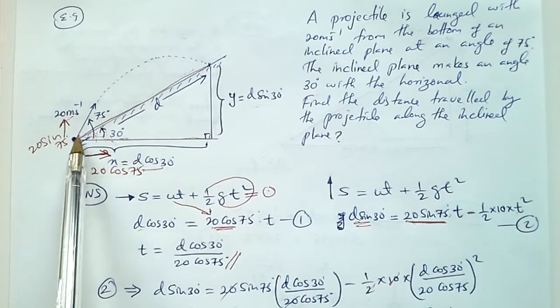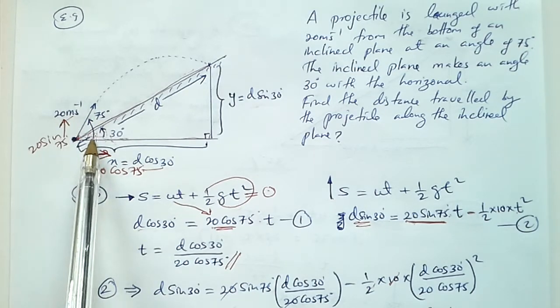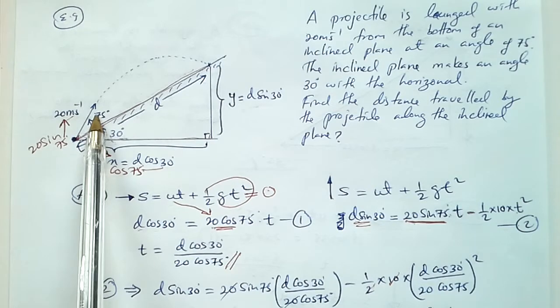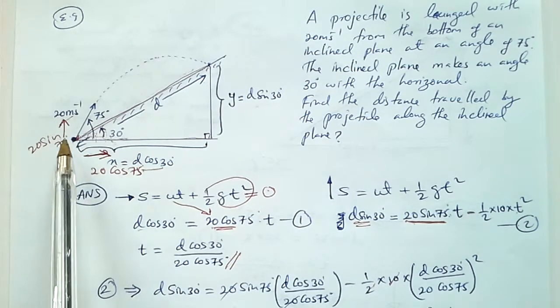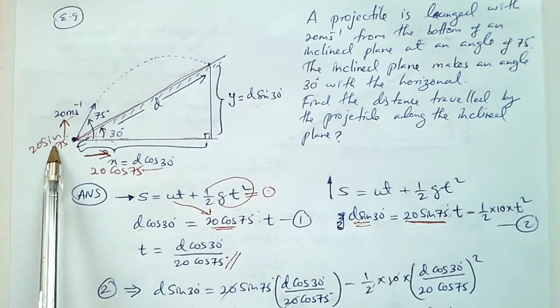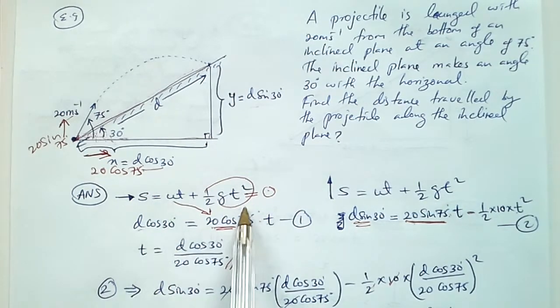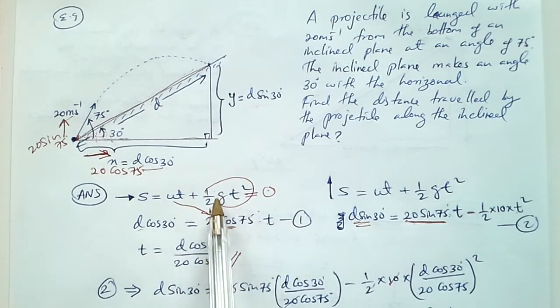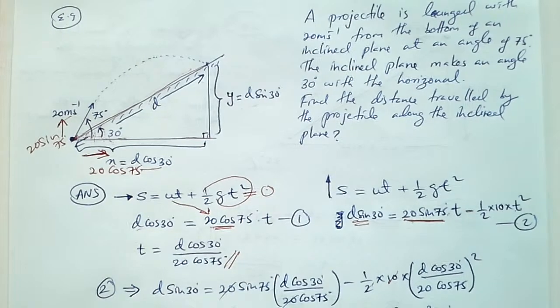And also, here the projectile is launched with 20 meters per second at an angle of 75 degrees. So I divided this velocity again into two perpendicular components. One is 20 cos 75, the other one is 20 sin 75. And I used s equals ut plus half at squared, and you should know this component is 0, and the rest is just simplification. I hope you got the idea.